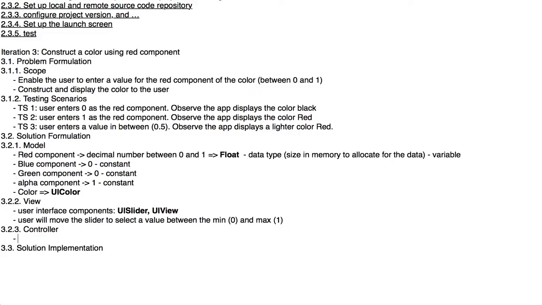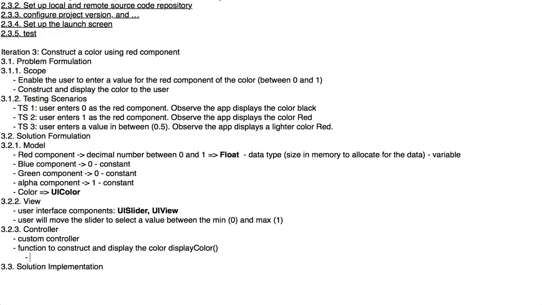So finally, the controller. We're going to need here a custom controller. So we need a custom controller that is attached to the screen, and the single view template already provides us with that custom controller. So we will use that, which is the ViewController.swift. Then we need to attach an action. So we need a function. We need a function that will be responsible for constructing and displaying the color. Maybe we can call it display color.